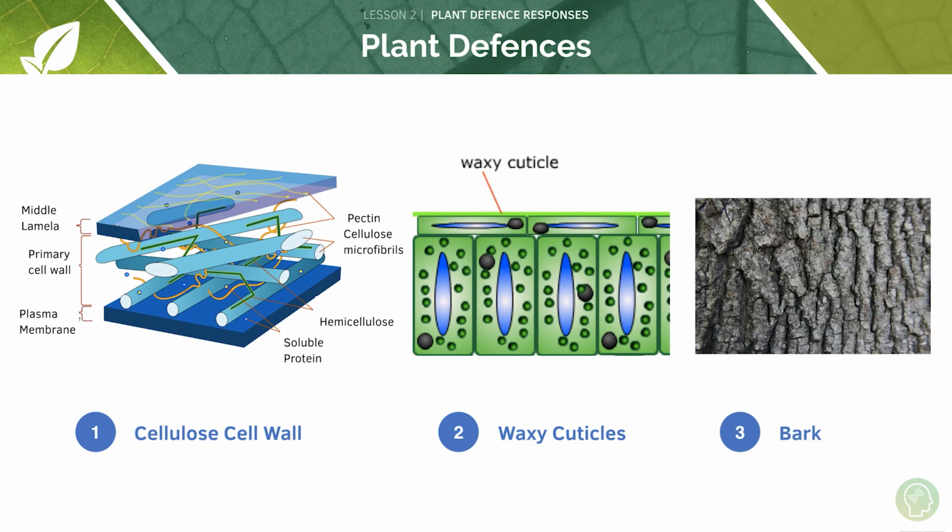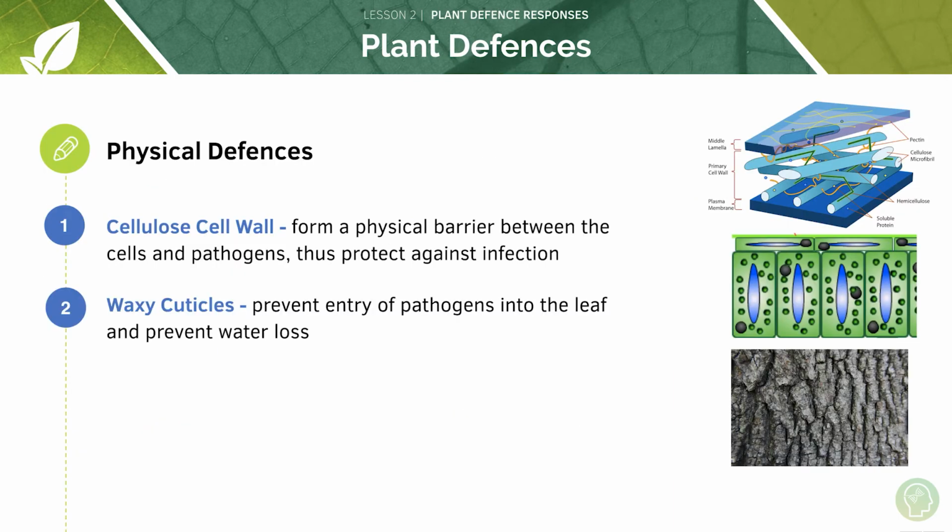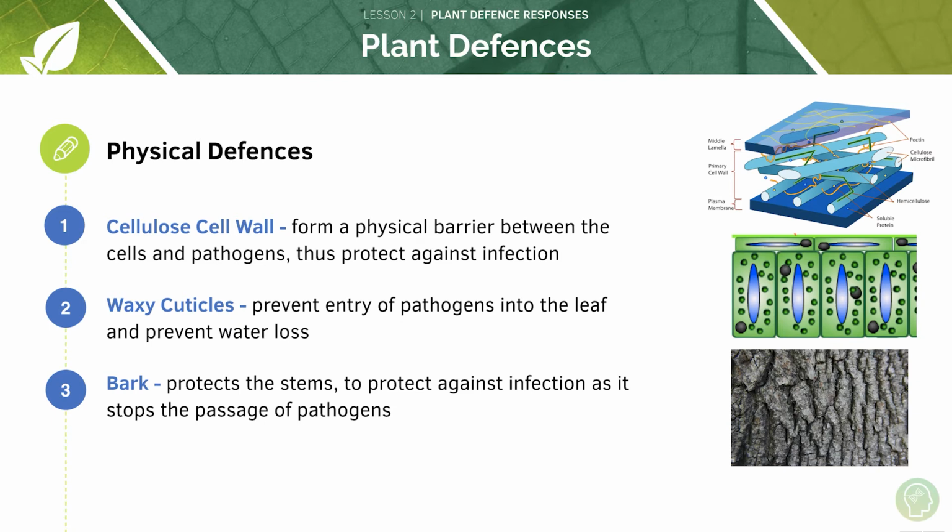And the bark protects the stems. So plants have layers of dead cells around their stems, and this is used also as a physical barrier to protect against infection. So you can kind of think of the waxy cuticle and the bark as equivalent to the skin of humans. So they're all physical barriers that basically prevent entry of a pathogen into your internal environment. So here's a summary of these three physical defences and how they function to prevent infection of a plant.